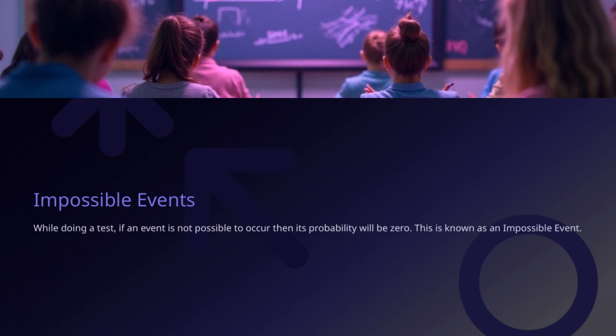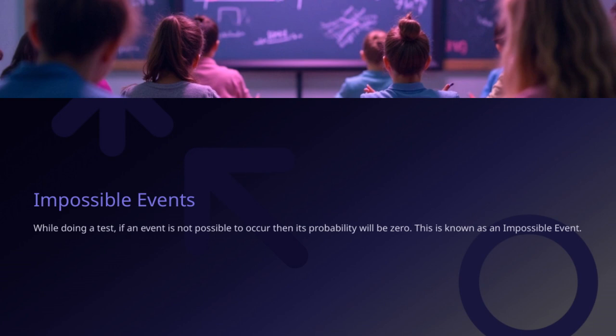The key point here is that probability measures the likelihood of events, and when something is impossible, its probability is 0. Recognizing impossible events helps us understand the boundaries of what can and cannot happen in any situation.